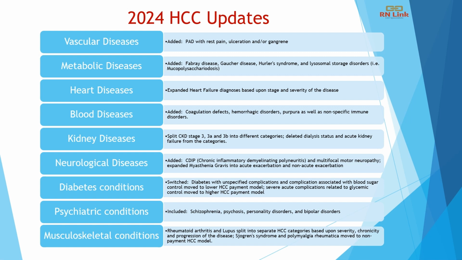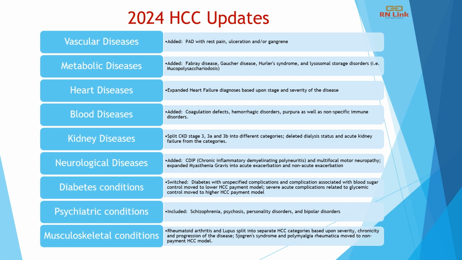Neurological diseases. Added CIDP, chronic inflammatory demyelinating polyneuritis, and multifocal motor neuropathy, expanded myasthenia gravis into acute exacerbation and non-acute exacerbation. Diabetes conditions. Switched, diabetes with unspecified complications and complication associated with blood sugar control moved to lower HCC payment model. Severe acute complications related to glycemic control moved to higher HCC payment model.